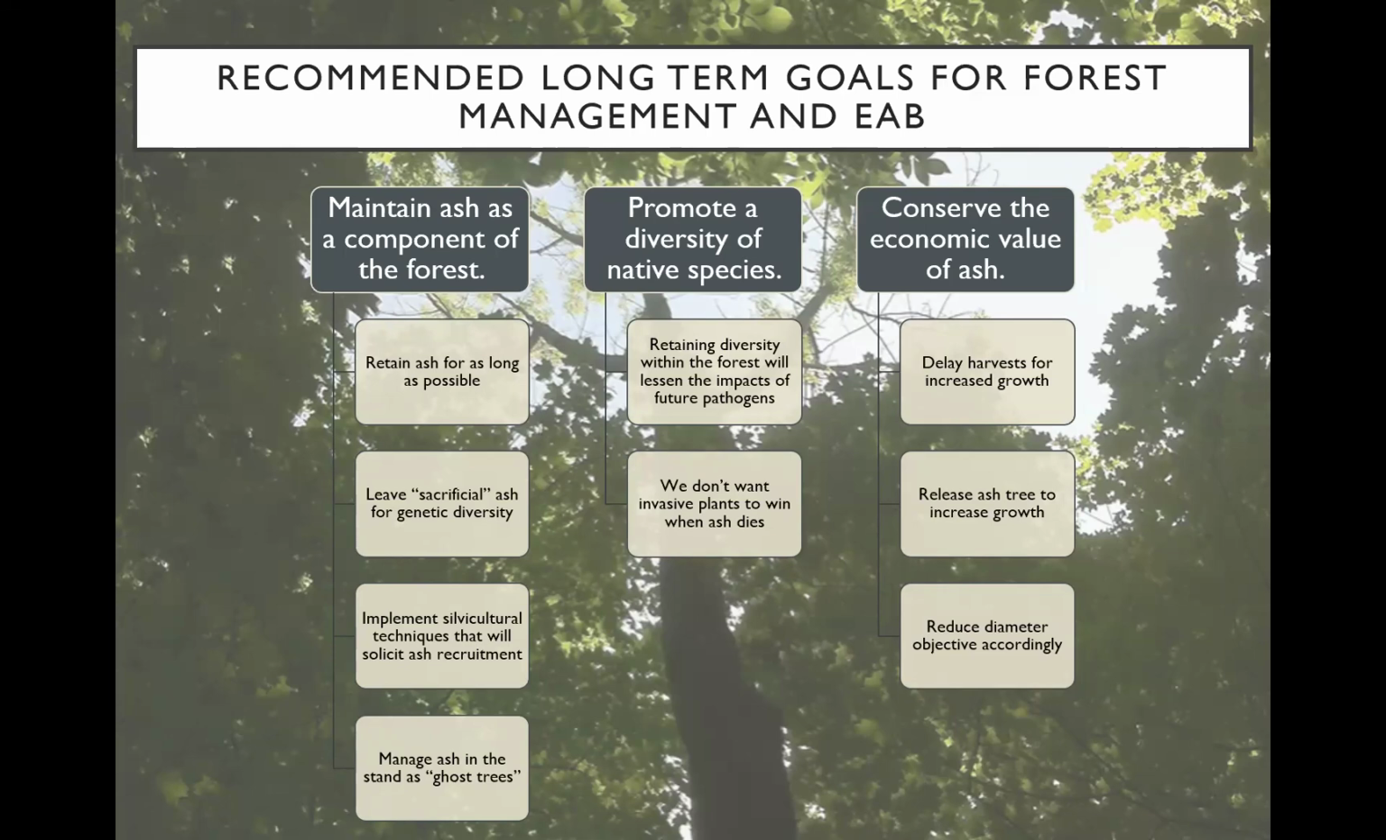You want to release ash trees to increase growth if you think you do have time to keep growing those trees. And then you want to also consider reducing your diameter objective. So how big are you going to grow those ash trees if you're feeling like maybe you don't have time, or maybe not feeling, but knowing that emerald ash borer is already on the property? Maybe you're going to reduce those diameter objectives and try to grow other species longer.